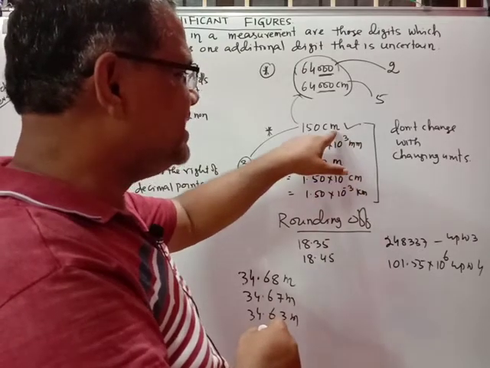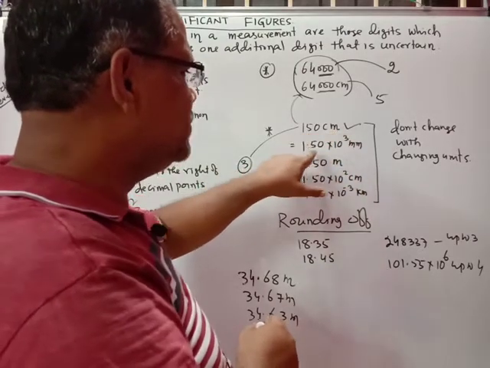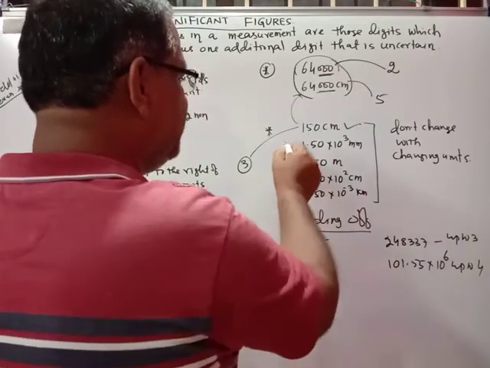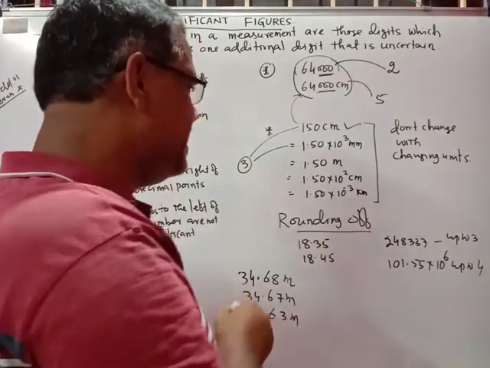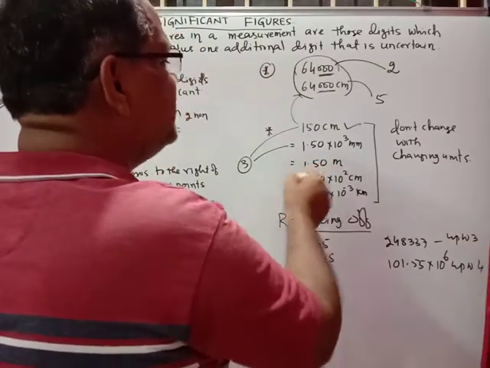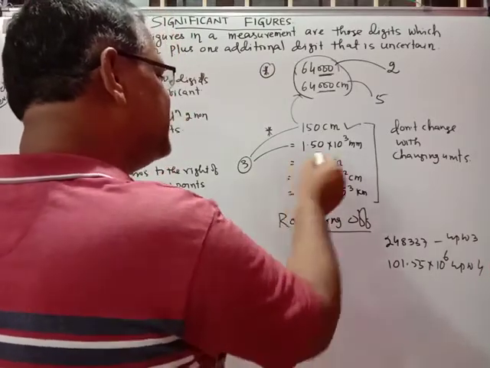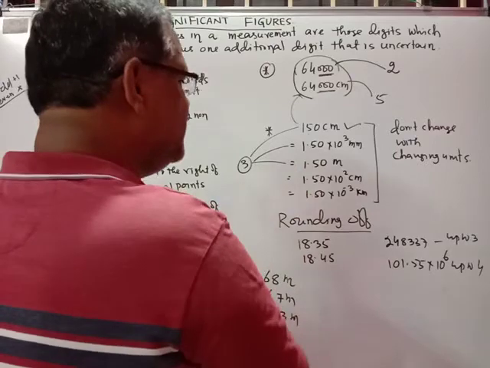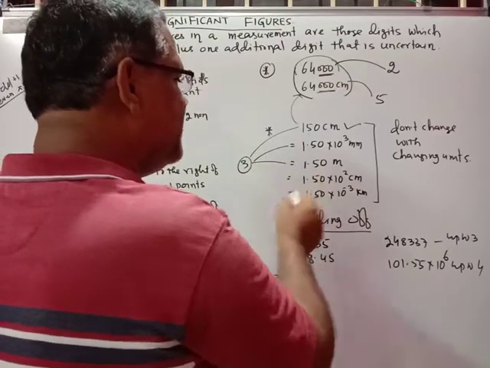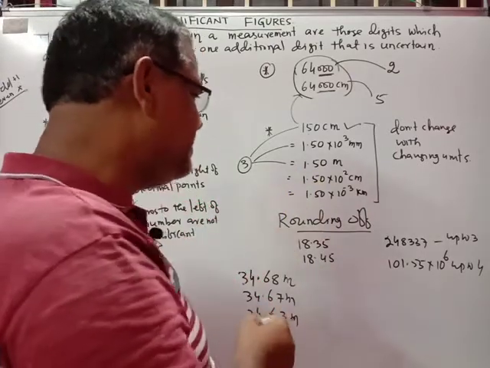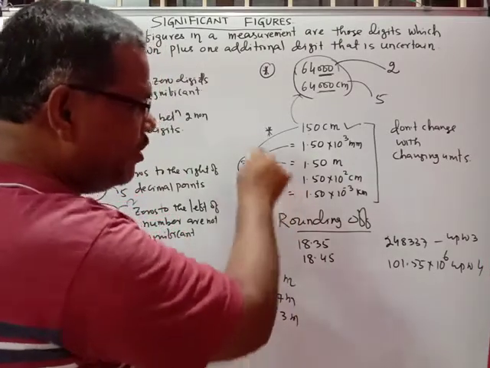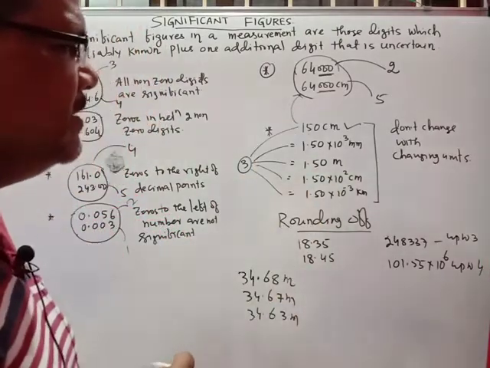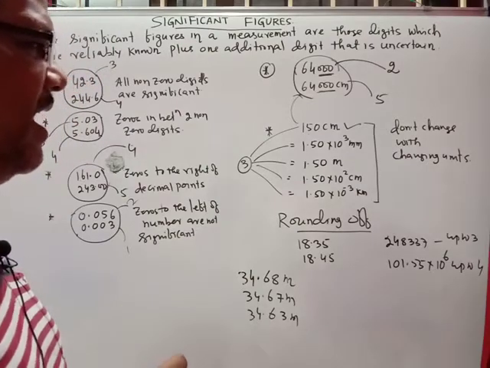So that unit is changed from meter to millimeter. In that case also the number of significant figures will be 3. And if it is expressed as 1.50 meter, in this case also the number of significant figures will be 3. If it is 1.50 times 10 to the power 2 centimeter, we also get 3 significant figures. In all the cases, we find the number of significant figures is the same.